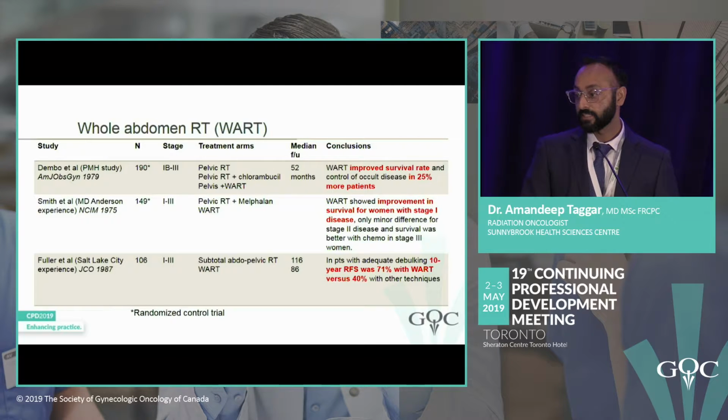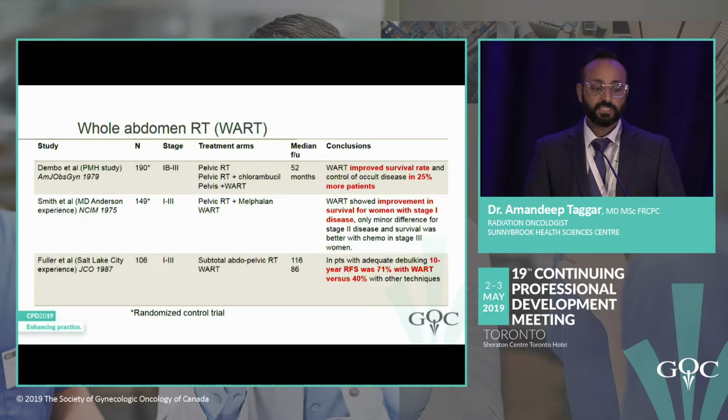Some were randomized to receive chemotherapy. In PMH, they received chlorambucil. In MD Anderson, they received melphalan. Again, these are the chemotherapy drugs that were the standard of care at that time. And of course, one arm of the study received whole abdominal radiotherapy. Again, these treatments were 5 to 6 weeks long after surgery, along with chemotherapy.